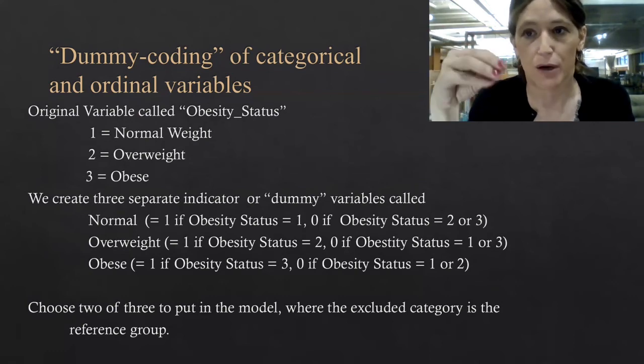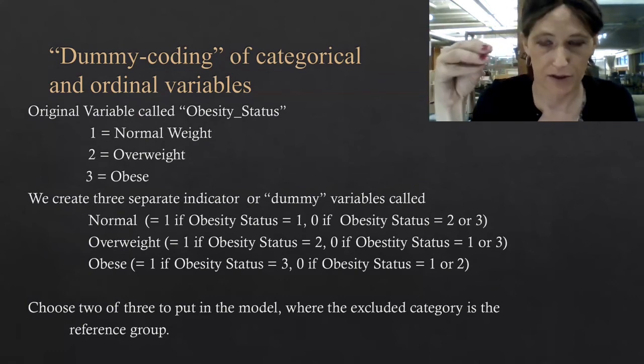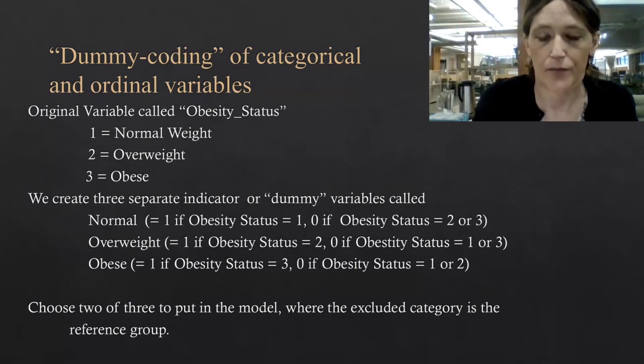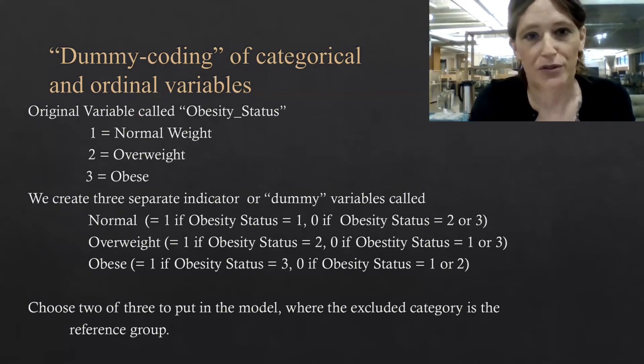Okay, so the decision about which category levels to include is somewhat arbitrary. Usually there's some sort of theoretical reason for choosing it. But doesn't that seem strange that we'd only include 2 of the 3? Well, let me show you why that would be.